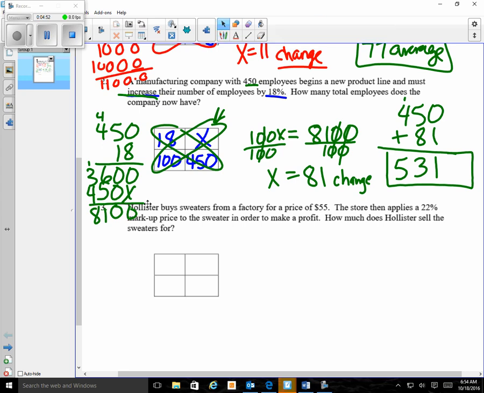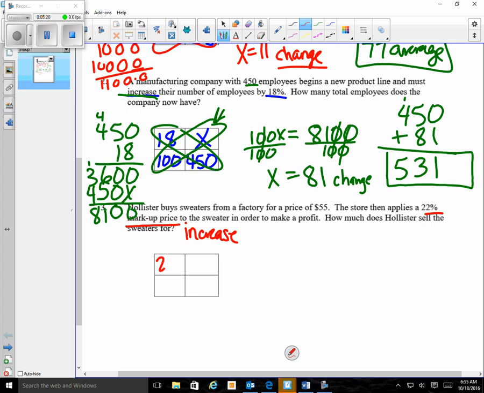Number 3 says Hollister buys sweaters from a factory for a price of $55. The store then applies a 22% markup price to the sweater in order to make a profit. How much does Hollister sell the sweaters for? So if it says markup, then that means that it is going to increase. They are increasing their price to make a profit for what they buy, kind of like what you guys did in your stores for our project that we finished.